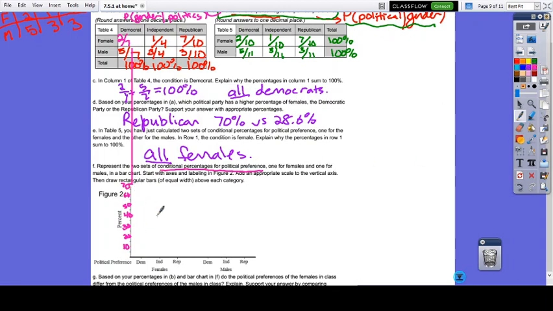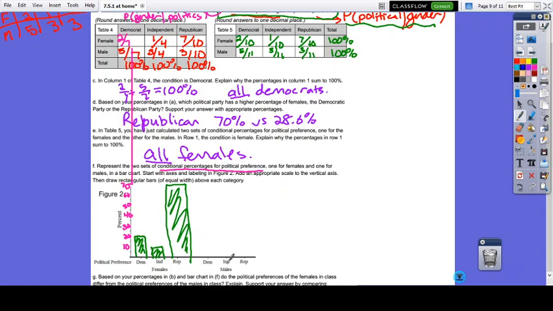Then you're going to start labeling what you get for your rectangle bars. Here I'm looking at the females who are Democratic, so this is 20%. We go up to the 20% there. Of the females who are independent, that's 10%. And with Republican, we get 70%, so that one goes way up there. Again, do the best that you can. Drawing on here is not going to be great for me.